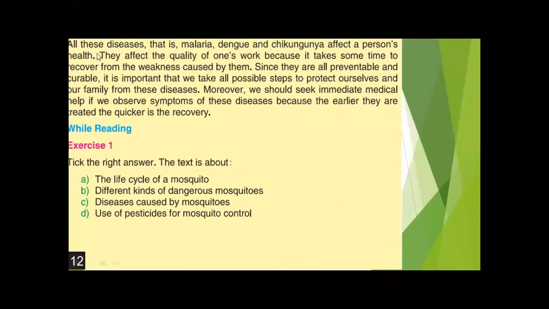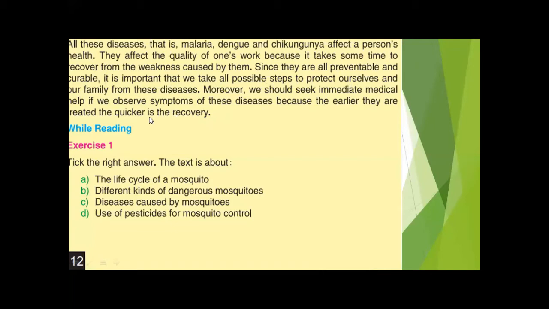All these diseases, that is malaria, dengue, and chikungunya, affect a person's health. They affect the quality of one's work because it takes some time to recover from the weakness caused by them. Since they are all preventable and curable, it is important that we take all possible steps to protect ourselves and our family from these diseases. Moreover, we should seek immediate medical help if we observe symptoms of these diseases because the earlier they are treated, the quicker is the recovery.